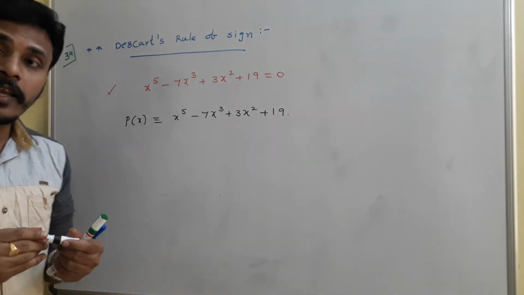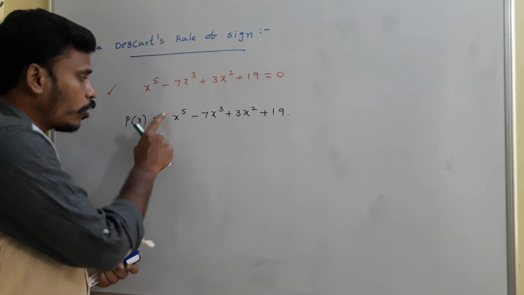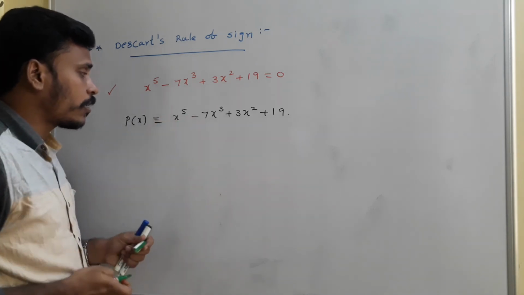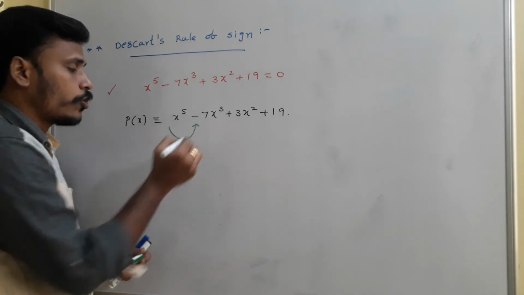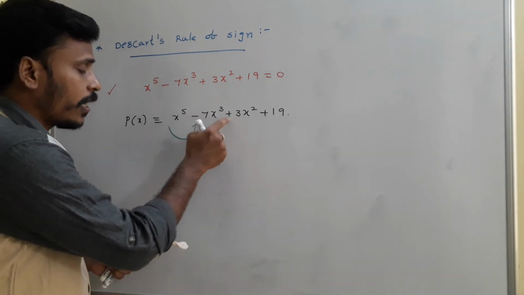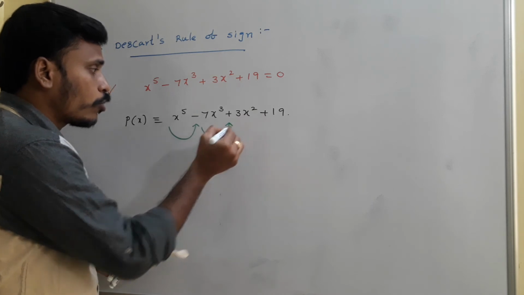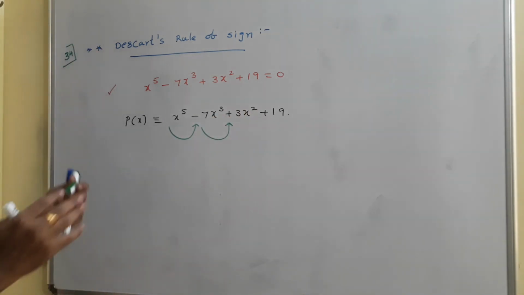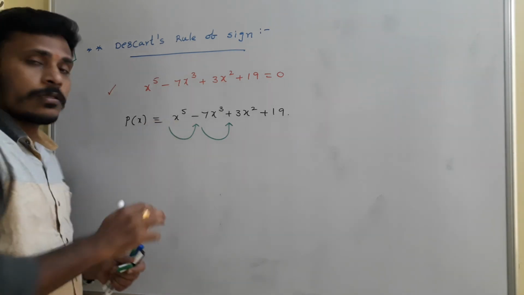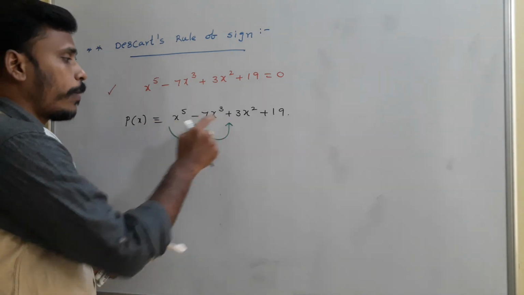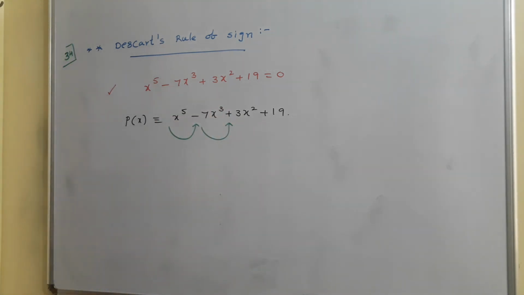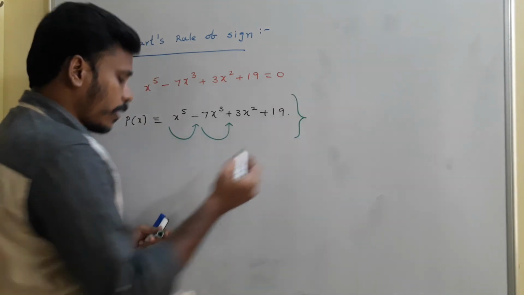Now just look at the number of sign changes here. See, the coefficient of x power 5 is 1 and this is minus, this is plus and this is minus. So there is one sign change. And here it is minus and here it is plus. Again there is one more sign change. Here it is plus and here it is plus. No sign change, right? Once again have a look. Plus to minus, one sign change. Minus to plus, another sign change. And plus to plus, there is no sign change. Okay? Right.